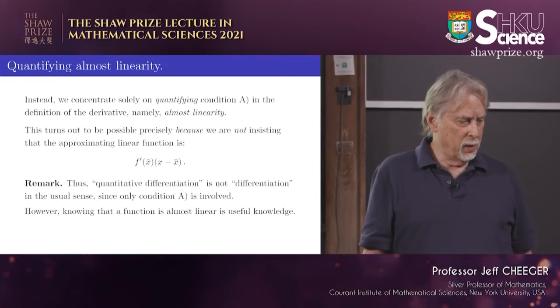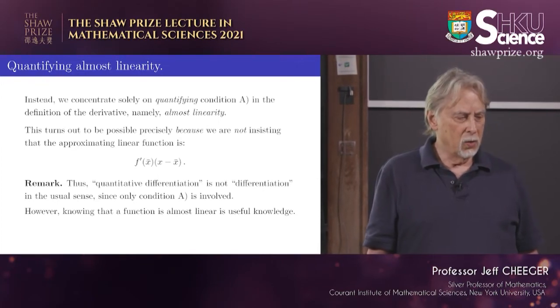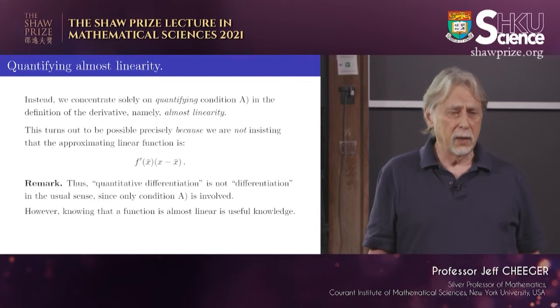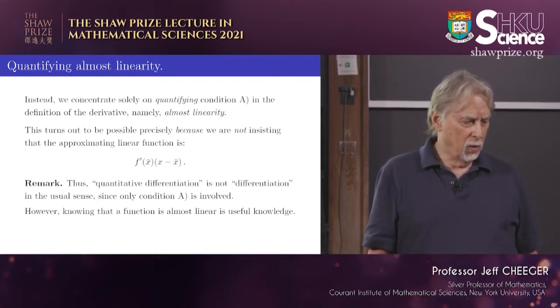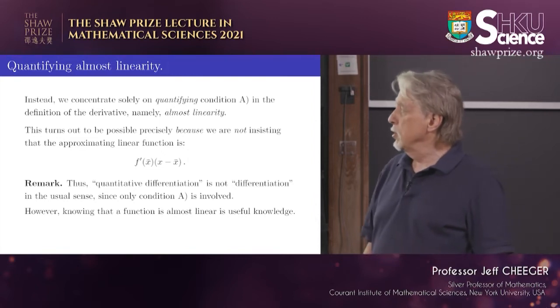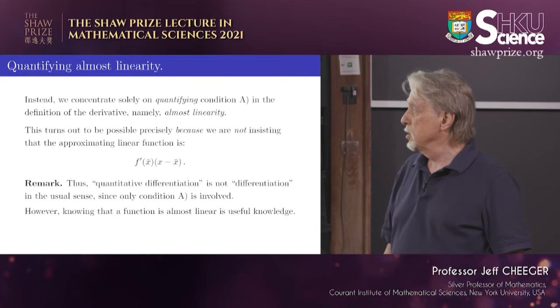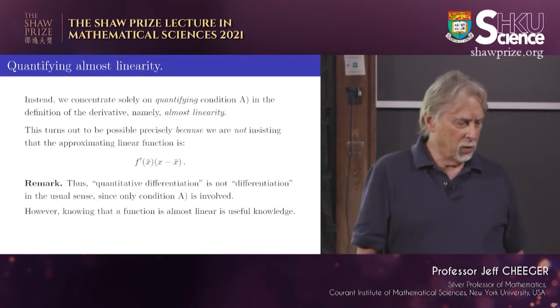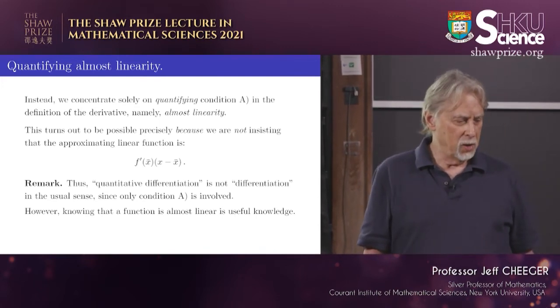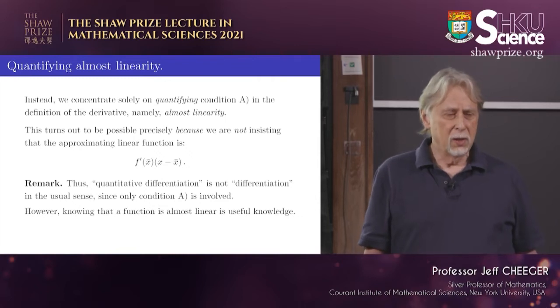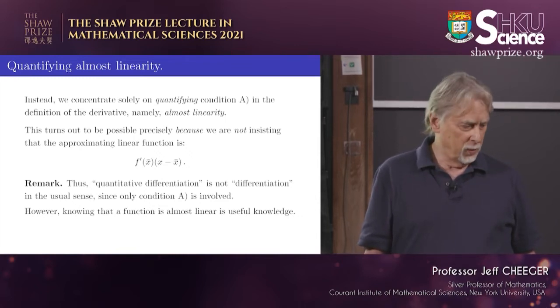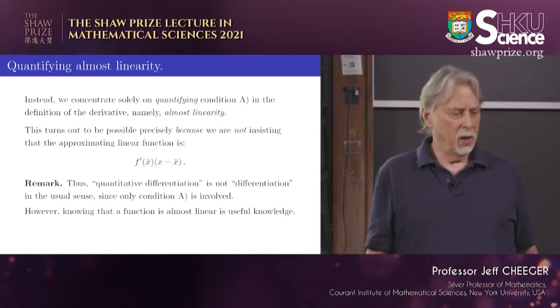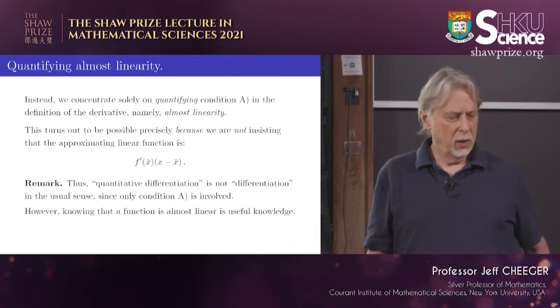So the idea instead is we concentrate solely on quantifying condition A, and that was namely almost linearity. And this turns out to be possible precisely because we're not insisting that the approximating linear function is f prime of x bar times x minus x bar. So therefore, we should be clear that what I'm calling quantitative differentiation is not differentiation in the usual sense, since only condition A is involved. However, let's realize that knowing that a function is almost linear is useful knowledge.